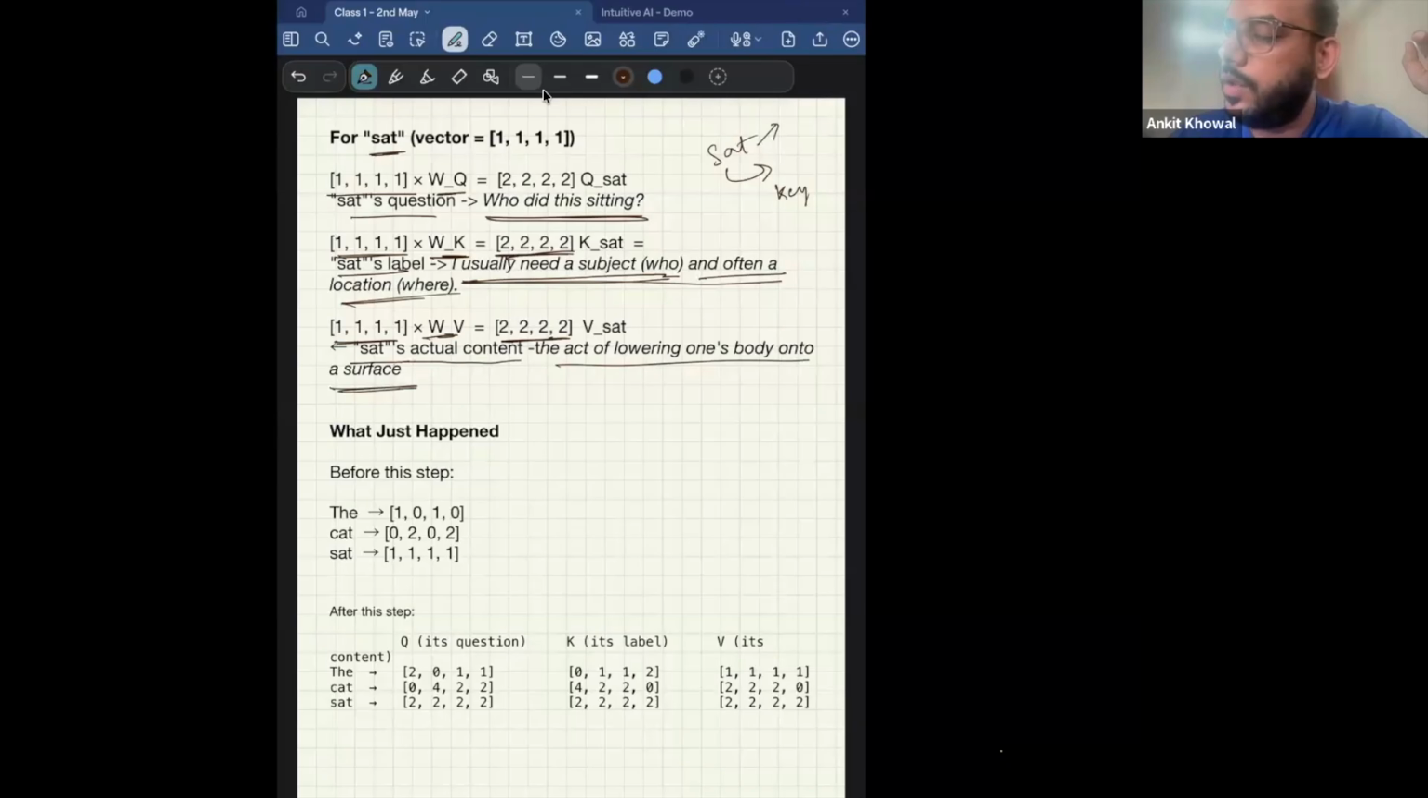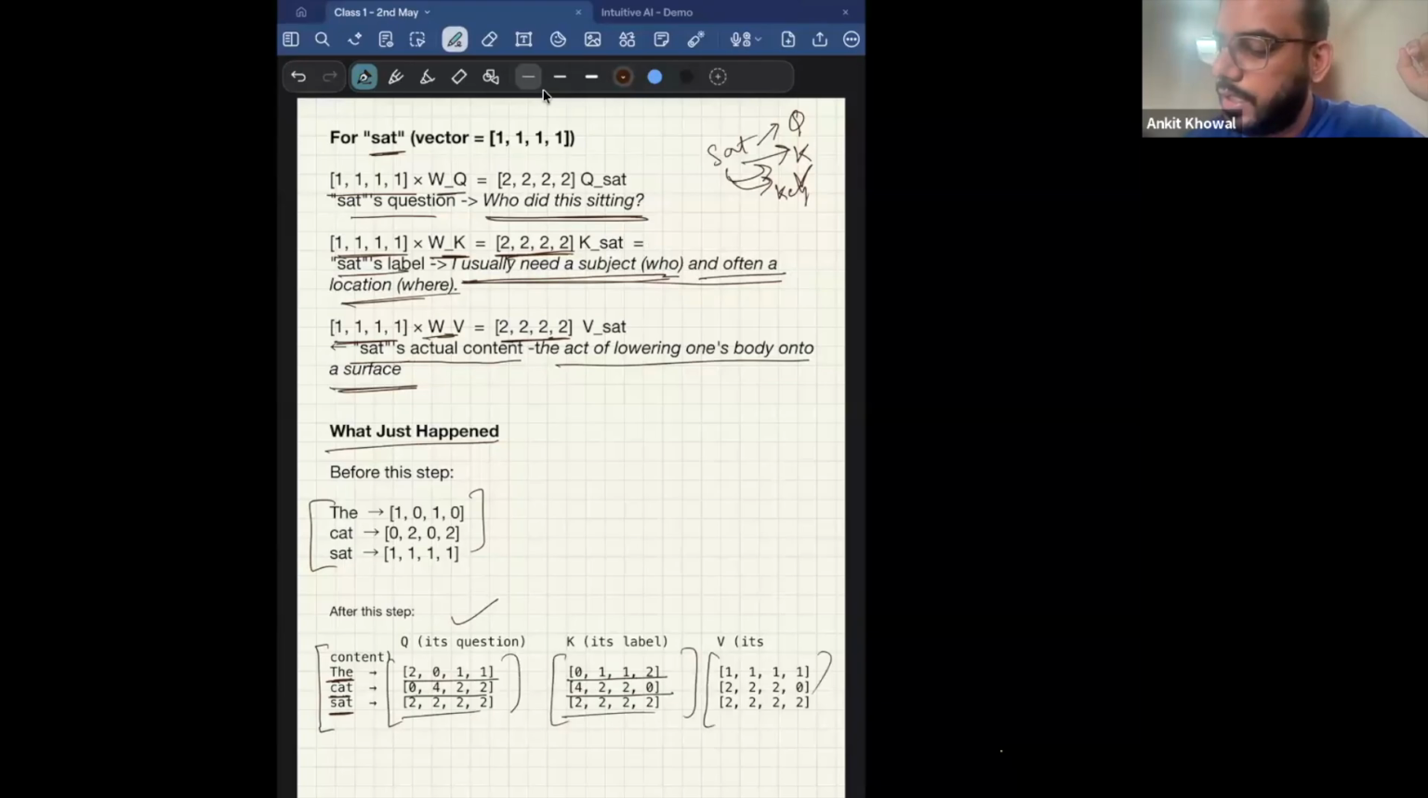So SAT also transformed it into a query. Hey, who is sitting on me? Okay. Into a key. I know that I usually need a subject. Okay. And the value that sitting SAT actually means lowering down one's body onto a surface. So mathematically, what happened? We had these vectors. They got transformed into query vector. See, the vector of the got transformed, the vector of cat got transformed, the vector of SAT got transformed into these new vectors. Okay, these are the query vectors. Similarly, the vector of the got transformed into key vector, the vector of cat transformed into the key vector, and then value similarly. So three new matrices we got after this: query, key, value. And like I said, it will happen for every word in the sentence.